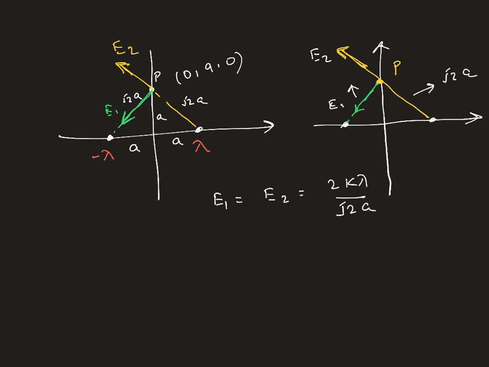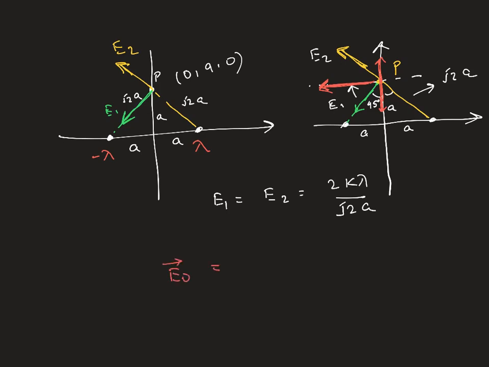Now let's come to the angles, because we need to find out the components. You can't just add two vectors which are in separate directions. So you can see this angle is 45 degrees and likewise this angle is also 45 degrees. The vertical components, the y-axis components of the fields, will get cancelled out and the x-axis components of the fields will get added up.